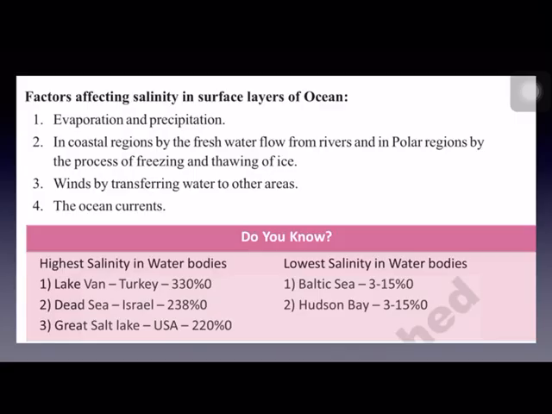Baltic Sea, it has the lowest salinity, that is 3 to 15 parts per thousand. And Hudson Bay, which is near North America, also has the same lowest salinity, that is 3 to 15 parts per thousand. So the lowest salinity is found in Baltic Sea and Hudson Bay also. Now let us see why Baltic Sea has the lowest salinity. I am going to explain it now.